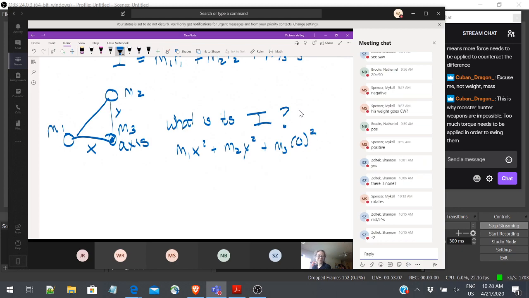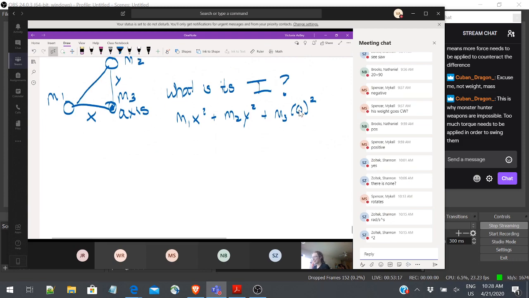This is why Monster Hunter weapons are impossible. Too much torque needs to be applied in order to swing them. Is this a specific type of monster hunting weapon? I mean, this is why if you have something like a glaive, you don't want a super massive blade at the end of a very, very long pole. You get more force, but it's really difficult to maneuver. You might even want to put a counterweight at this end.